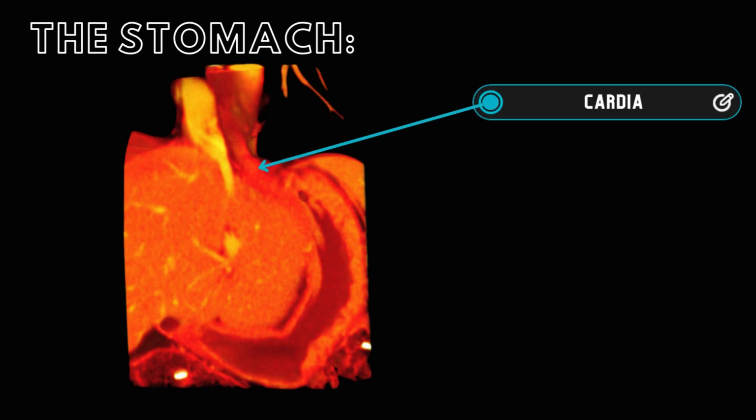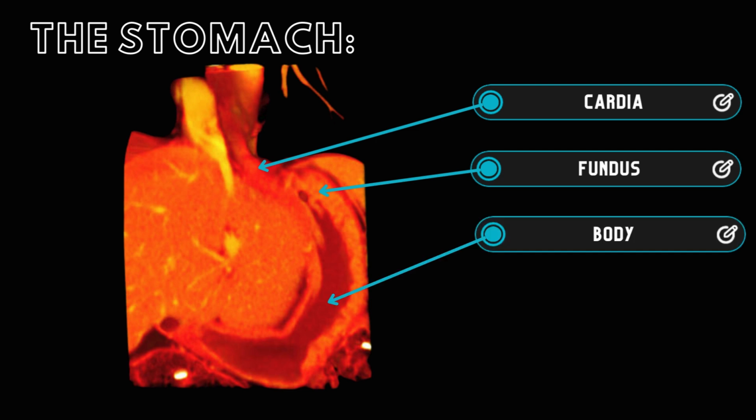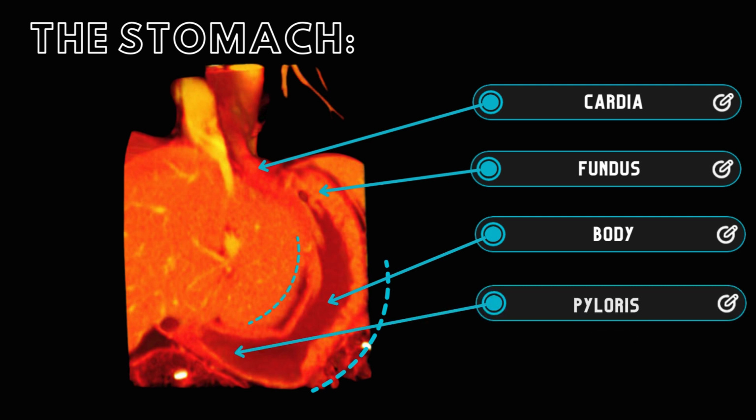Externally, the stomach has the following segments. The cardia is where the esophagus connects to the stomach. The fundus is the top portion of the stomach, located superior to the cardia. The body is the largest part of the stomach and features two curvatures, the greater and lesser curvatures. The pylorus is the narrow inferior segment, which is divided into the pyloric antrum and the pyloric canal.